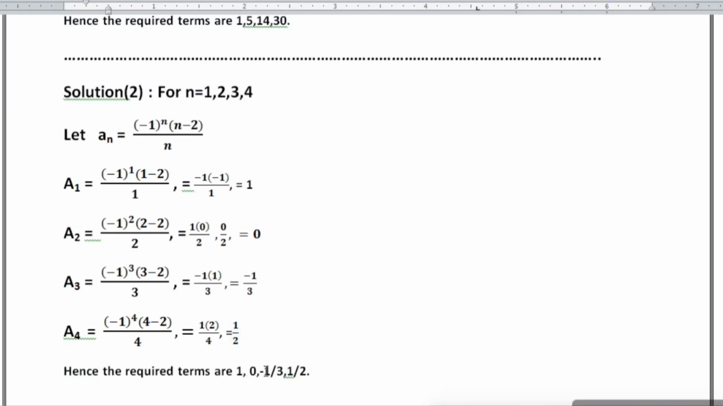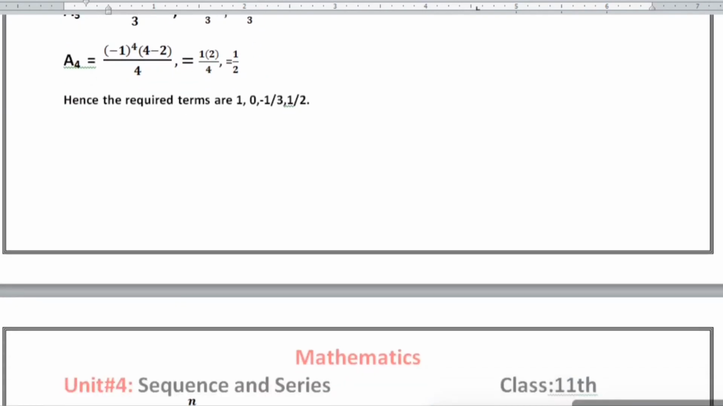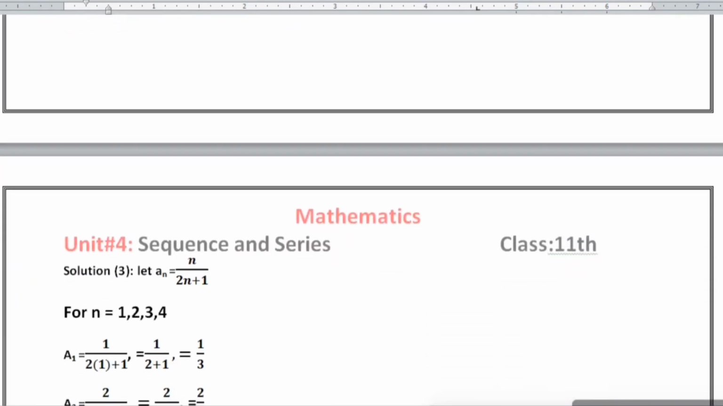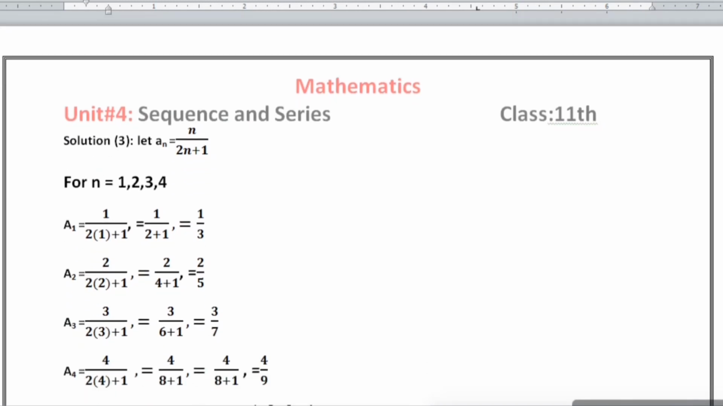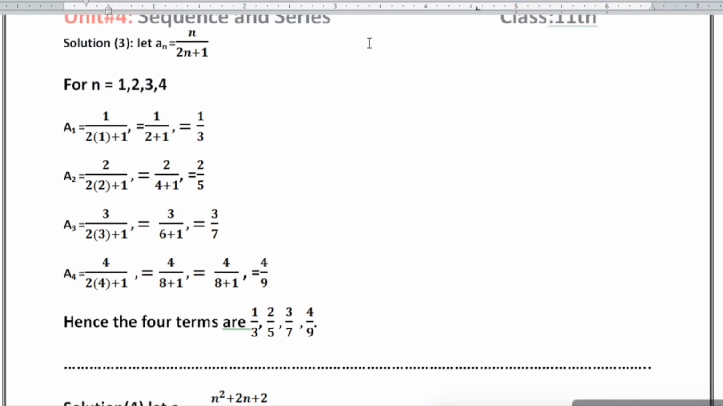Hence the required terms are 1, 0, minus 1 over 3, 1 divided by 2. So next, question number 2, part number 3. First of all, let's suppose a n is equal to n divided by 2n plus 1. Find first four terms, that is for n is equal to 1, 2, 3, 4.